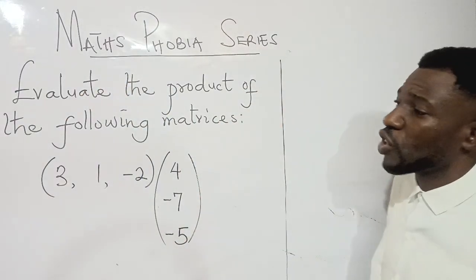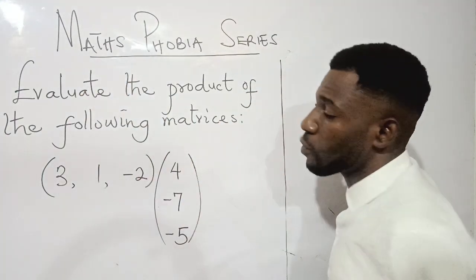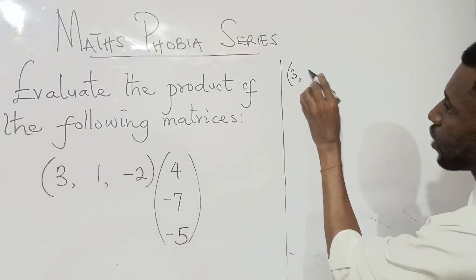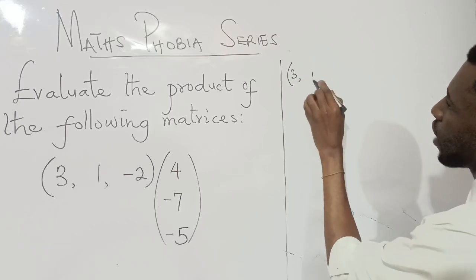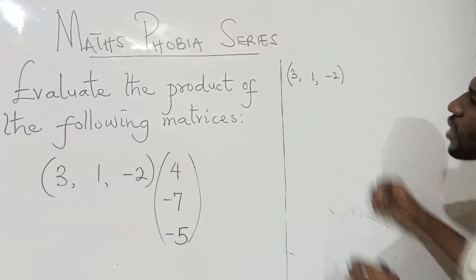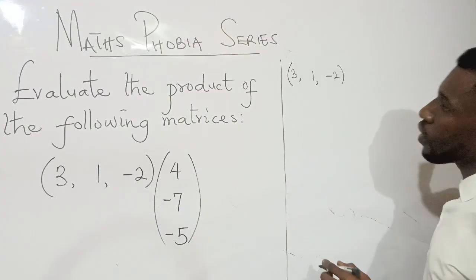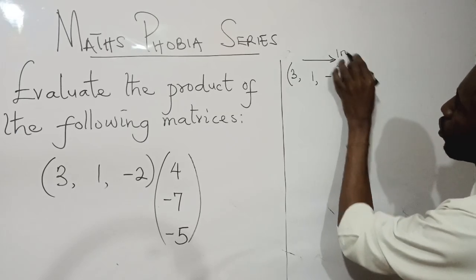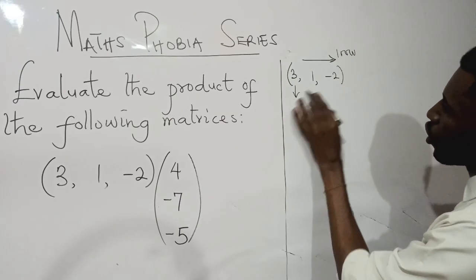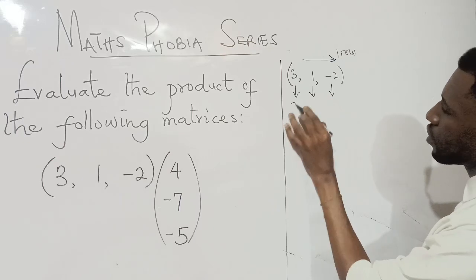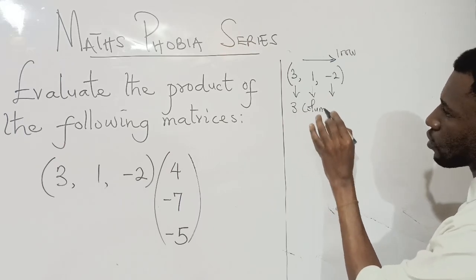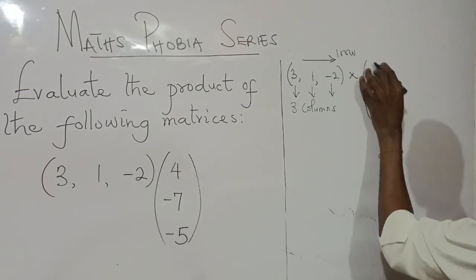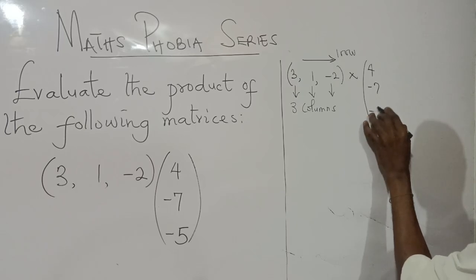Now, today we're looking at multiplication of two matrices. Looking at this first matrix, we have something like this. We have 3, we have 1, okay? We have 1, we have minus 2. What kind of matrix is this? How many rows do we have here? Just one row. And how many columns? So one row, and this is one column, 2, 3. 3 columns. Follow me. The other one, multiplying this, 4, minus 7, minus 5.